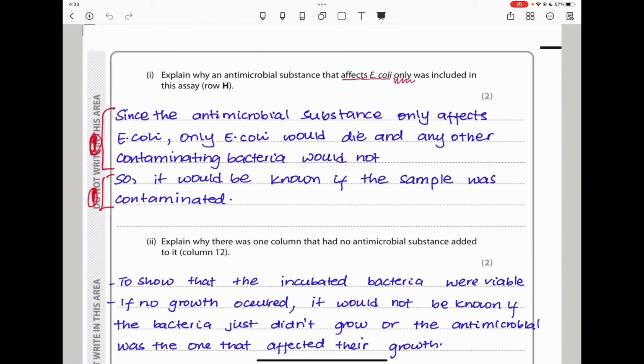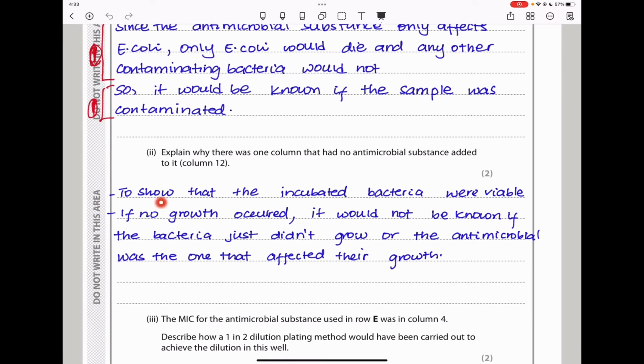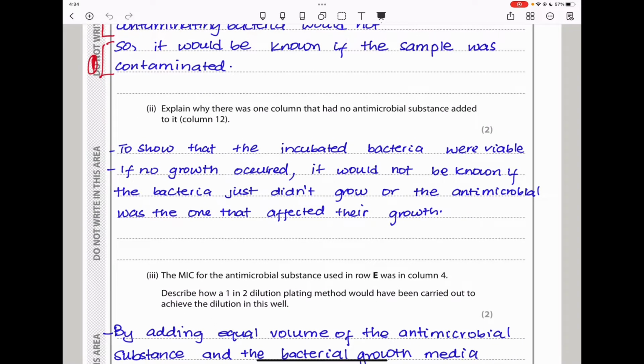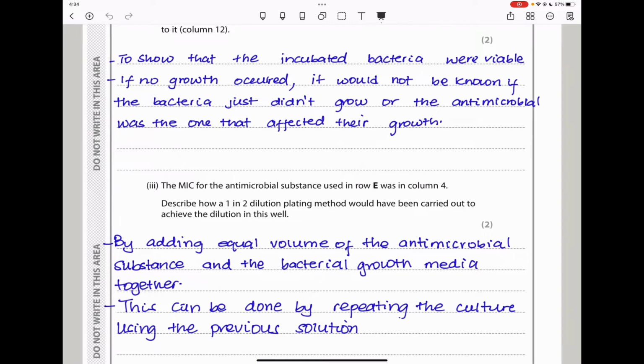So let me go back. So here I said, to show that the incubated bacteria were viable, meaning able to grow. So if no growth occurred, it will not be known if the bacteria just did not grow or the antimicrobial was the one that affected their growth. So this is to make it more conclusive that growth did not occur due to the antimicrobial only, but not due to maybe the other conditions, but only the concentration of the antimicrobial that is being used.